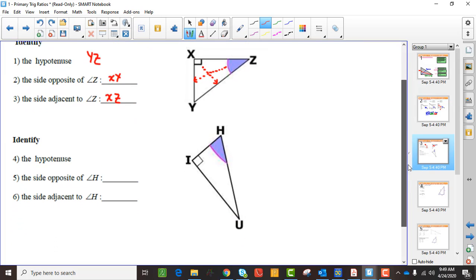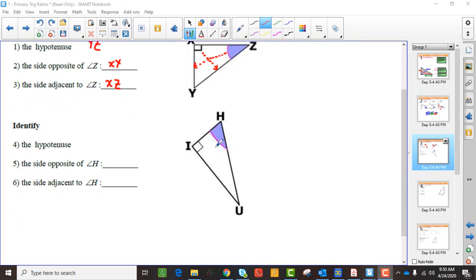All right. Same thing down here. The hypotenuse is going to be across from the right angle, right? I always draw in arrows from the angle down. That's the opposite side. So, I know I'm jumping, but that's IU. And then HU is the hypotenuse, and then the adjacent side is HI. All right? So that's the idea.